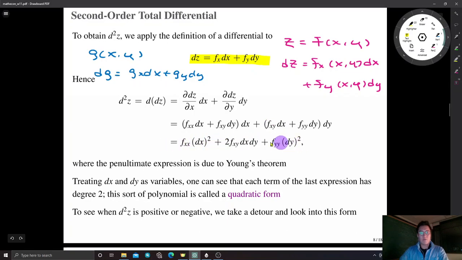Okay, and if we take a look at this last expression, regarding dx and dy as variables, and the degree of each term, the degree of the first term is 2. The degree of the second is 1 and 1, so total 2. And the degree of the last is 2. So every term has degree 2. So this sort of polynomial is called a quadratic form in mathematics.